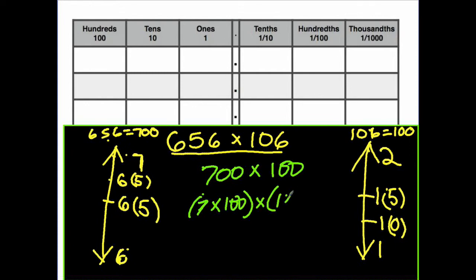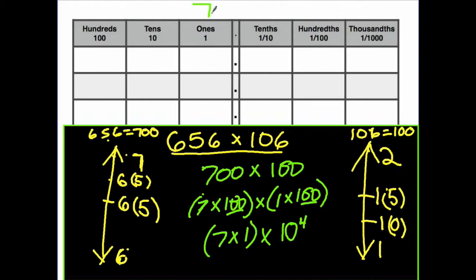times 1 times 100, and then we can combine those numbers, right? 7 times 1 times, instead of writing out 100 times 100, I'm just going to put 10 to the power of, what power do we have here? Ten to the power of 4, because there's 4 zeros and 2 hundreds, isn't there? So everybody, 7 times 1 is? Times 10 to the power of 4.